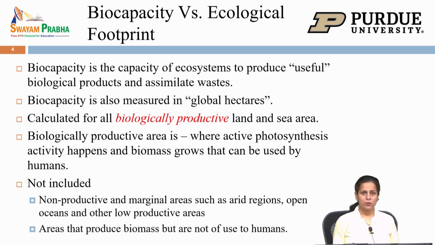When we calculate the biocapacity for our earth system, we do not include the non-productive and marginal areas such as arid regions, open oceans and other low productive areas. Any protected land that we are not going to use for the production of resources for human consumption will also go into the non-available area. Areas that produce biomass but are not of use to humans, for example, some of the dense Amazonian forest that needs to be protected, should not be calculated in biocapacity, because that has to be kept away from human activity.